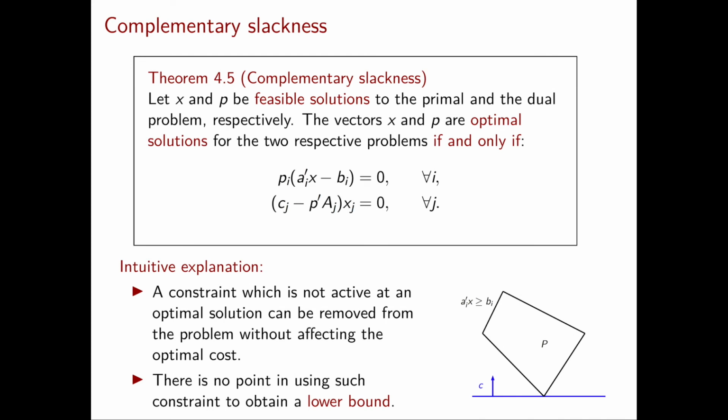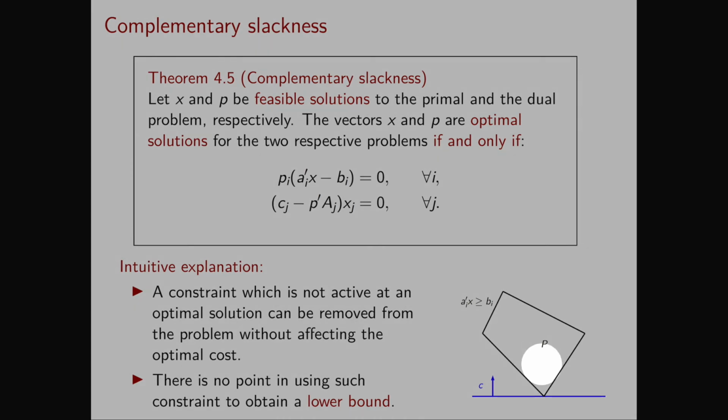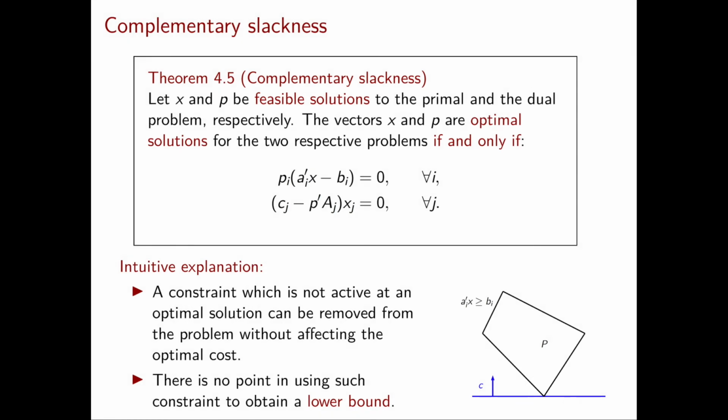This situation is visualized here in the picture on the right. Let's say that our feasible region is the polytope P, and our optimal solution is the vertex down here. This inequality in the top left of the picture is not active at an optimal solution. So we have just understood that we can remove this inequality without affecting the optimal cost. In fact, if we remove this inequality from the problem, then the new feasible region is this larger polytope P'. In particular, P' is a triangle that contains the original feasible region P. As you can see, the optimal cost doesn't change because the old optimal solution is still optimal.